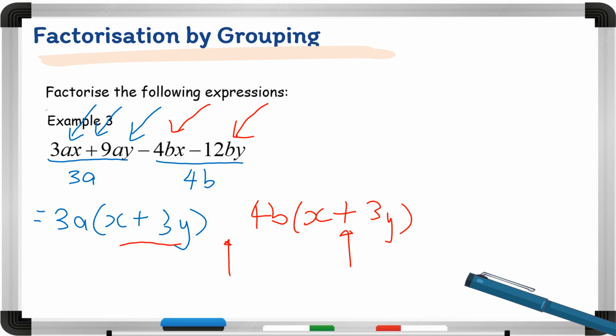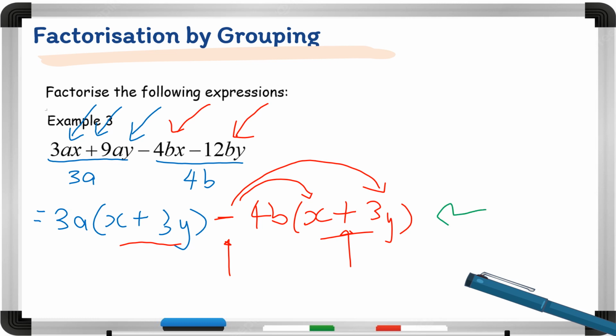How do I get negative 4bx? In order to have negative 4bx, the sign in the middle here must be minus. So just to do a quick check, yes, we have negative 4bx and negative 12by. So once again, the trick is to make sure that the two brackets have the exact same terms and the same operation.